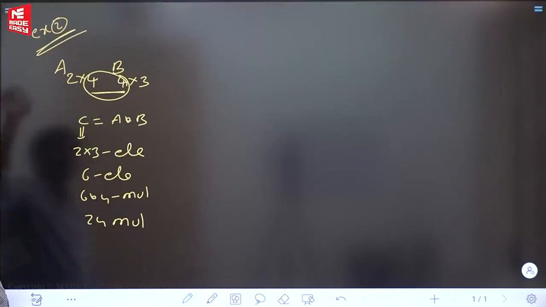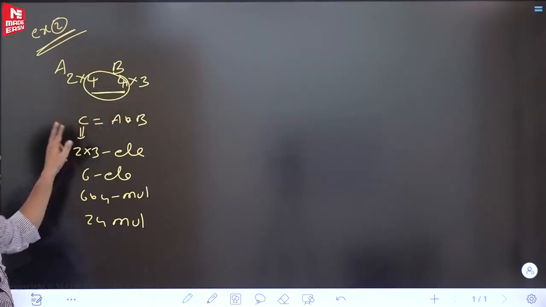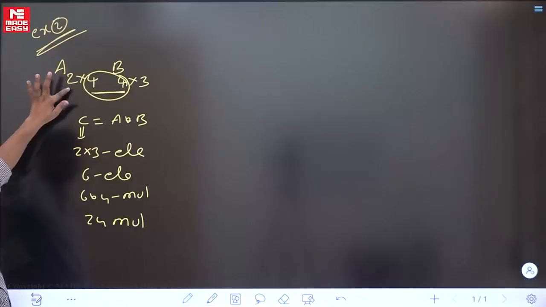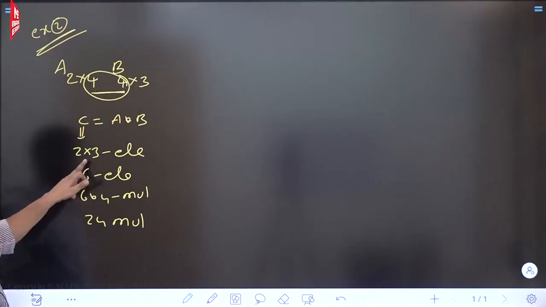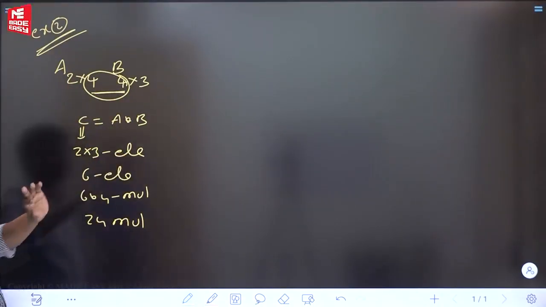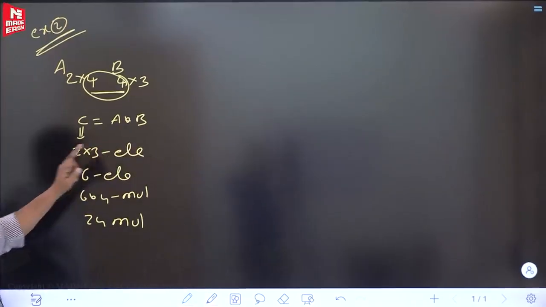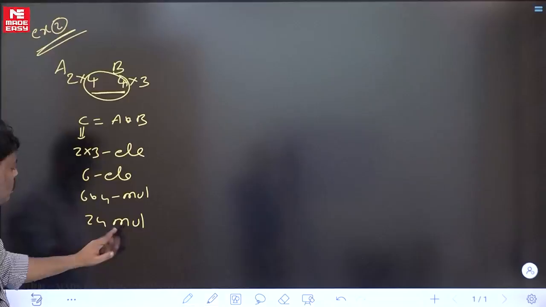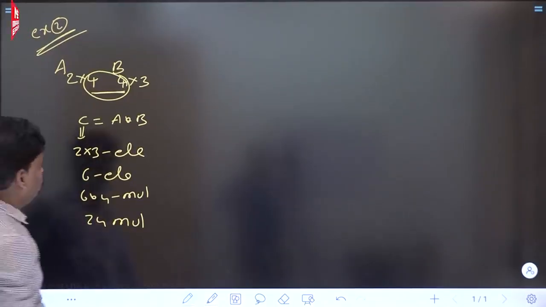Now directly I did. A 2 by 4, B 4 by 3. C is equal to A into B. C size is completely based on first matrix rows, last matrix columns. 2 by 3. So C contains 2 by 3 elements, means 6 elements. Every element required 4 multiplications. Totally 24 multiplications. It is the example 2.